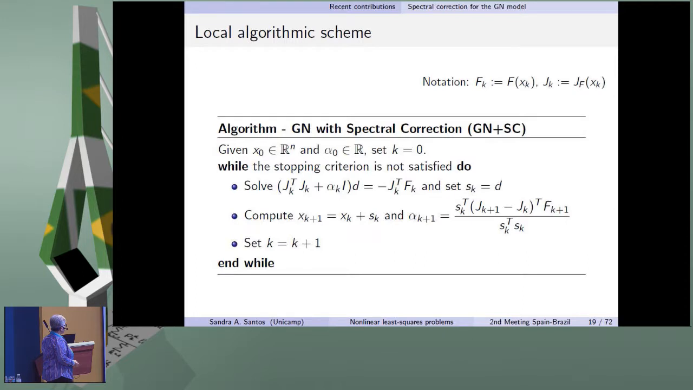So the algorithm is very simple. I will use this short notation for the residual function and the Jacobian at the iterates. We start at an initial point and with an initial spectral parameter, and in the loop, mainly we have to solve the system, update our approximation, and update the spectral correction, and so on. So this is a local algorithm because we are taking the full direction as the iterations go on.